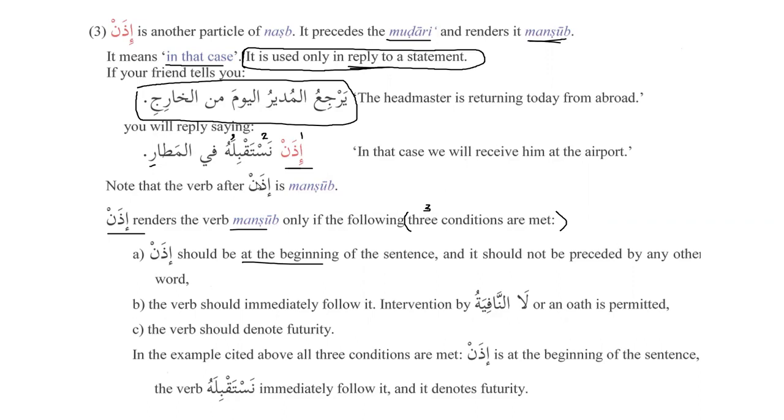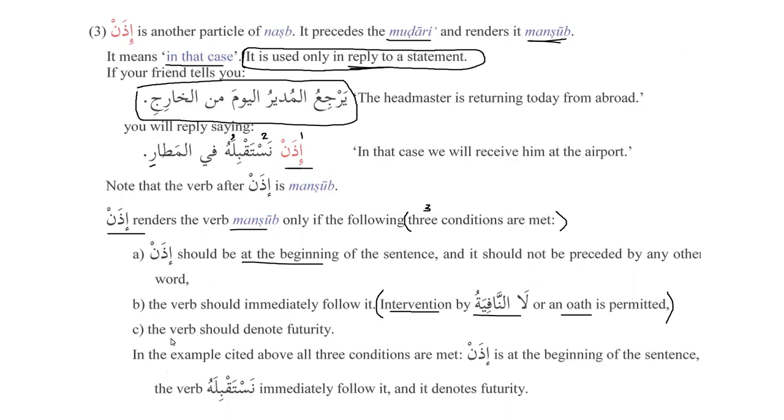That's number two. Okay, however, you know that it's a language, and in the language, we always have exceptions, and the exceptions are that if there is an intervention by la an-nafiya, or if there is an oath after that or before that, then it's possible to use it. So there are two exceptions. If we have la an-nafiya, or if we have oath, that means al-qasam.